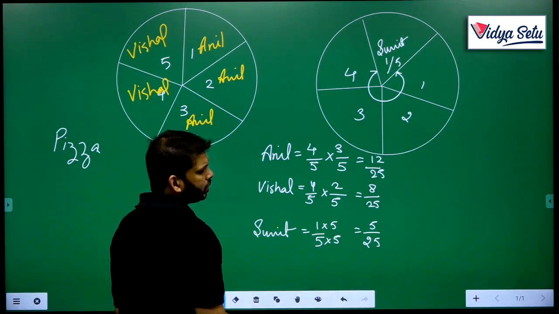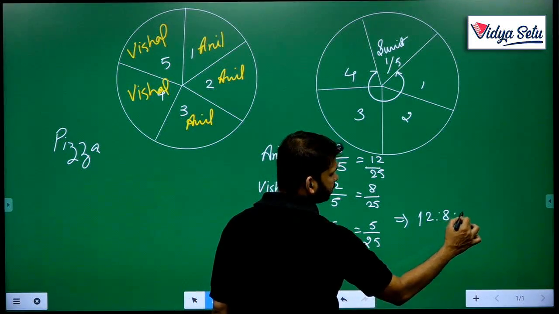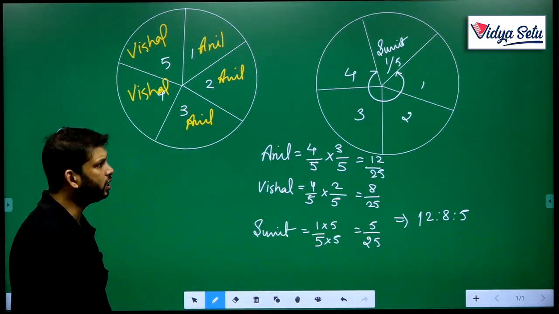Now we get the new ratio. What is the new ratio? The new ratio is 12 is to 8 is to 5. 12 plus 8, 20 plus 5, 25. So this is the new profit sharing ratio.